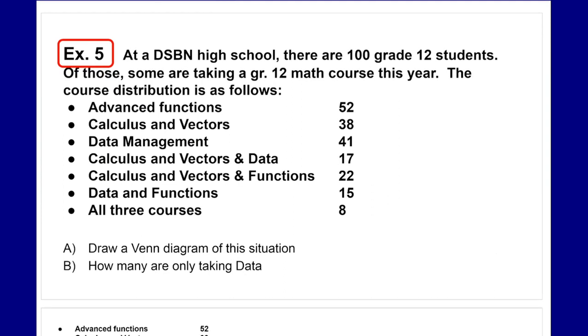The last example is going to be a little bit more difficult. At a DSBN high school, there are 100 grade 12 students. Of those, some are taking a grade 12 math course this year. The course distribution is as follows. Advanced Functions has 52, Calculus and Vectors has 38, Data Management has 41. Students taking Calculus and Vectors and Data is 17. Calculus and Vectors and Functions is 22. Data and Functions is 15. And there are only 8 students that are taking all 3 courses.